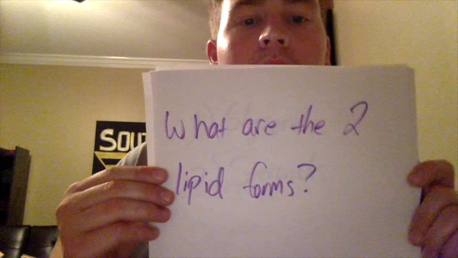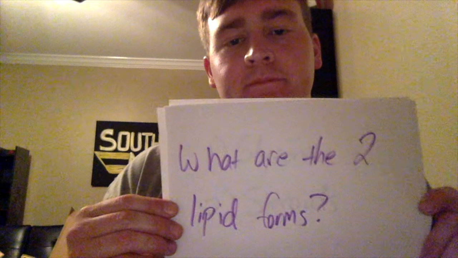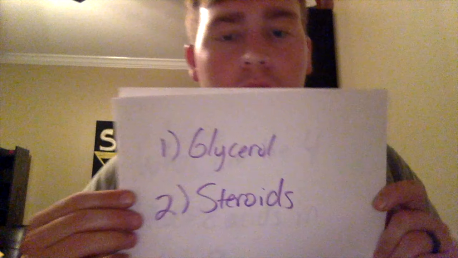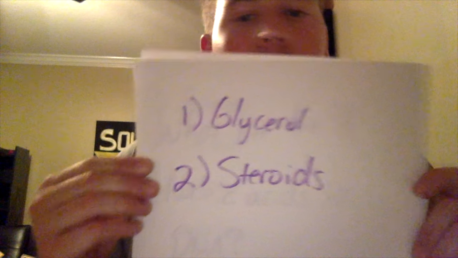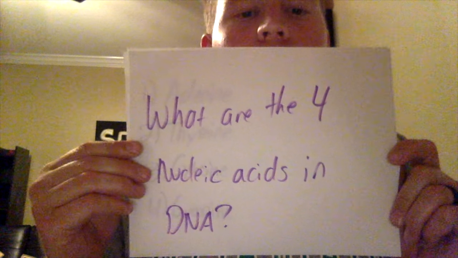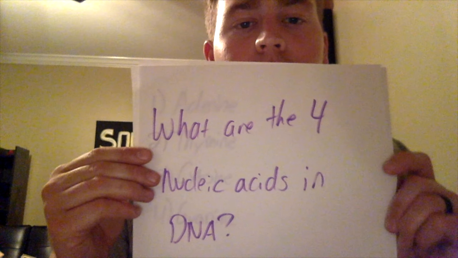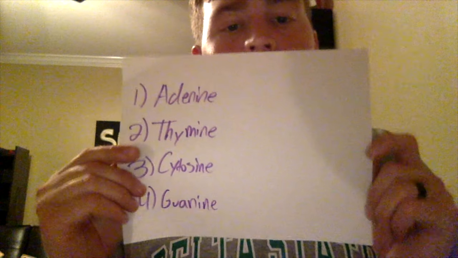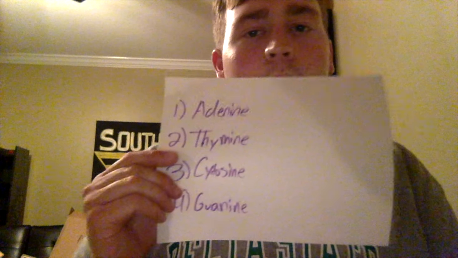Third question. What are the two lipid forms? The answer to that would be the glycerol structure and steroids. Finally, what are the four nucleic acids in DNA? They are adenine, thymine, cytosine, and guanine.